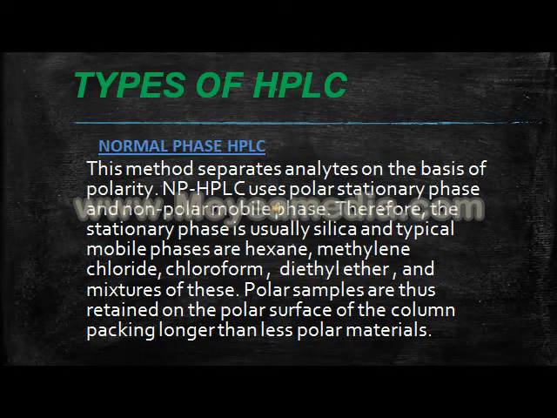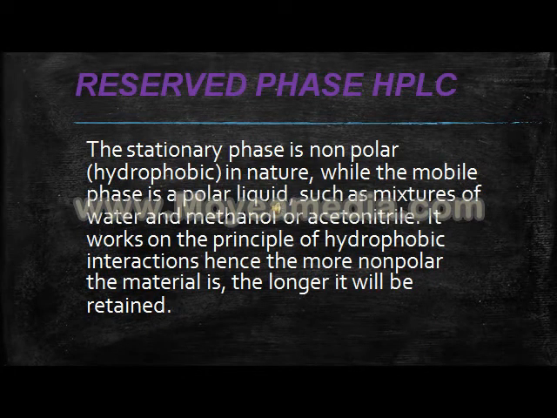Now we have to see the various types of HPLC. First is the normal phase HPLC, which works on the parameter of polarity. The stationary phase is polar and the mobile phase is non-polar. The stationary phase is silica, and the mobile phases are hexane, methylene chloride, chloroform, diethyl ether, or a mixture of any of these. Polar samples are retained on the polar surface of the column for a longer time than the less polar material.